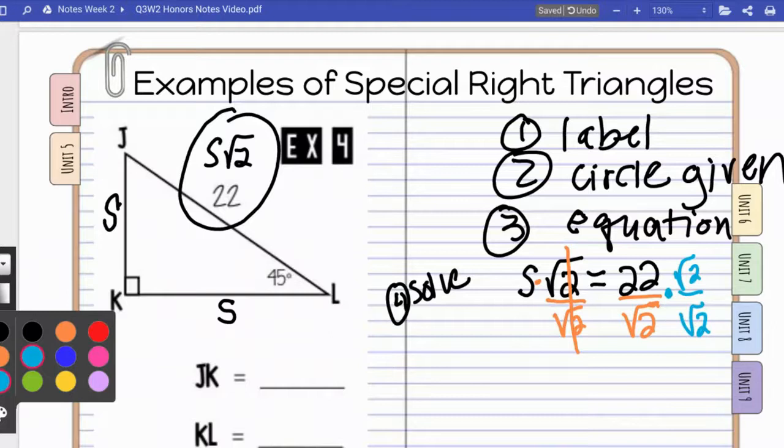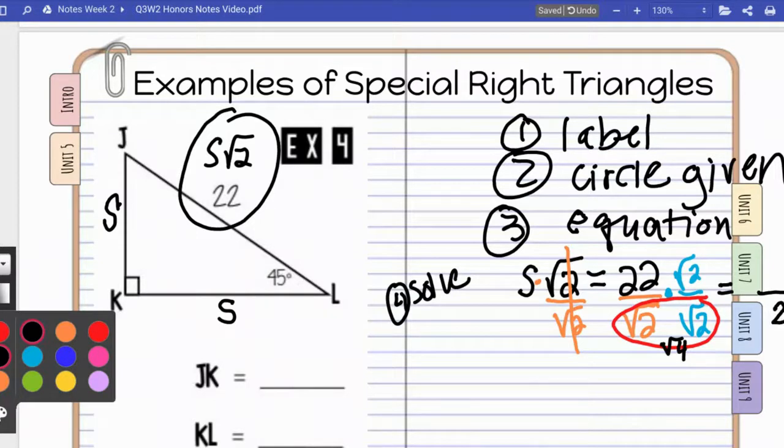The reason why I picked the square root of 2 over the square root of 2 is because the square root of 2 divided by the square root of 2 is just the number 1, so we're not changing the size. And then secondly, the whole point of doing this is look at what happens with the denominator. What's the square root of 2 times the square root of 2? That ends up being the square root of 4. But we know the square root of 4 is just the regular whole number 2.